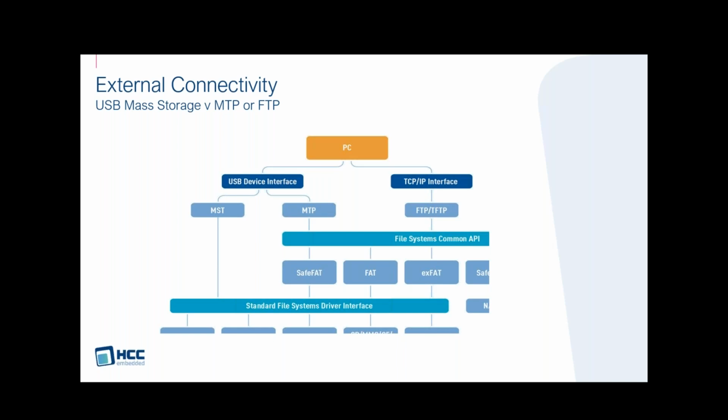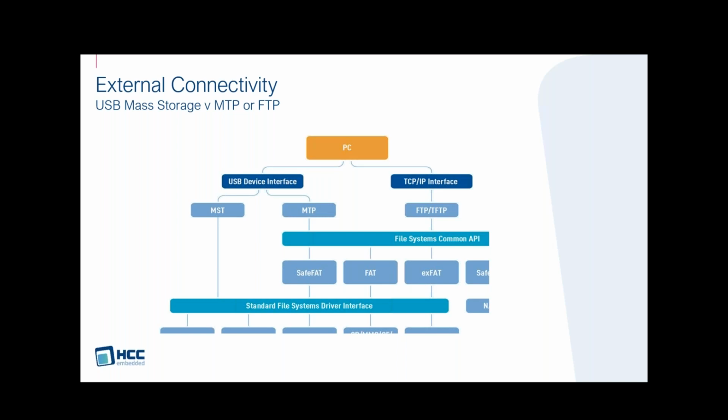The alternative approach for external connectivity is to have an API-like interface to the file system, and the external device just becomes a task using the file system like any other device on the embedded system. So this can be done through MTP over USB, and most phones are now enabled with MTP, and camcorders, etc. Or you can also do it through something like FTP, so connect through TCP/IP and FTP. And again, the PC becomes a task using the file system like any other task on the embedded system.